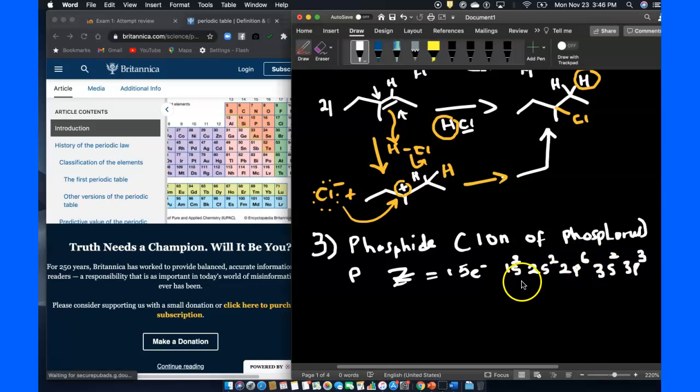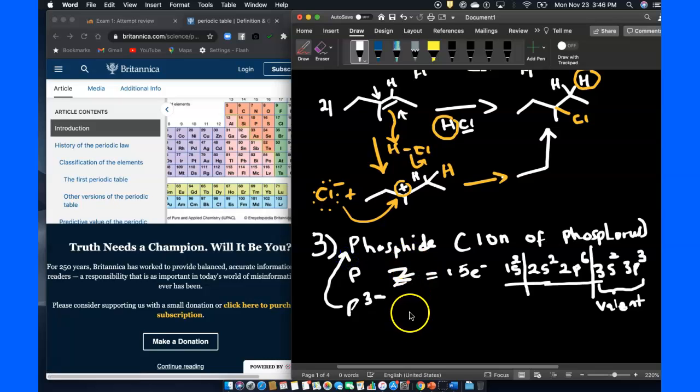Obviously, you see that the first shell is full, the second shell is full, but the third shell is not full. Remember, we call this a valence shell. It's not full because the p in the third shell is not full. You have 5 electrons, you are 3 electrons away from 8, which is an octet. So the phosphorus should react by gaining 3 electrons, and you get P3 minus because it gains. We use the negative, and that's what you call a phosphide.